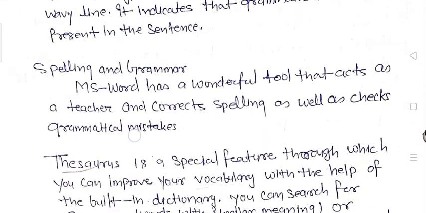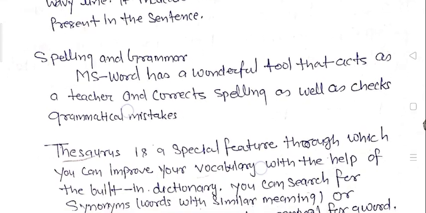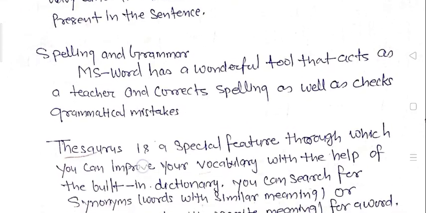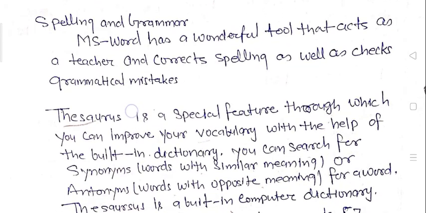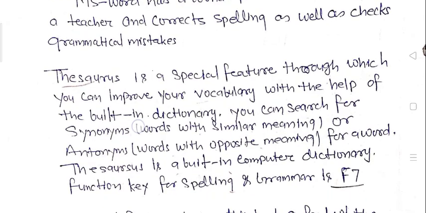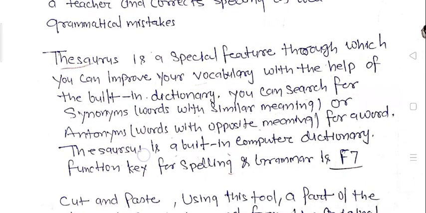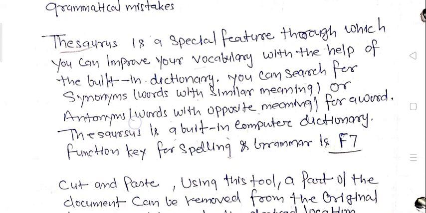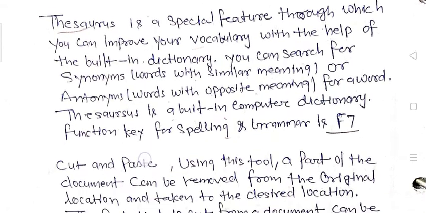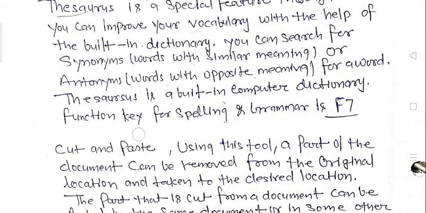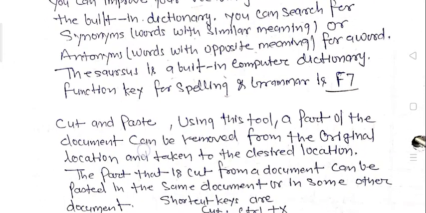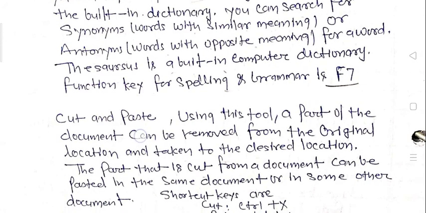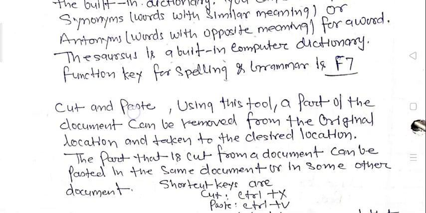MS Word has a wonderful tool that acts as a teacher and corrects spelling as well as checks grammatical mistakes. Thesaurus is a special feature through which you can improve your vocabulary with the help of the built-in dictionary. You can search for synonyms, words with similar meaning, or antonyms, words with opposite meaning, for a word. Thesaurus is a built-in computer dictionary function. The shortcut for spelling and grammar is F7.